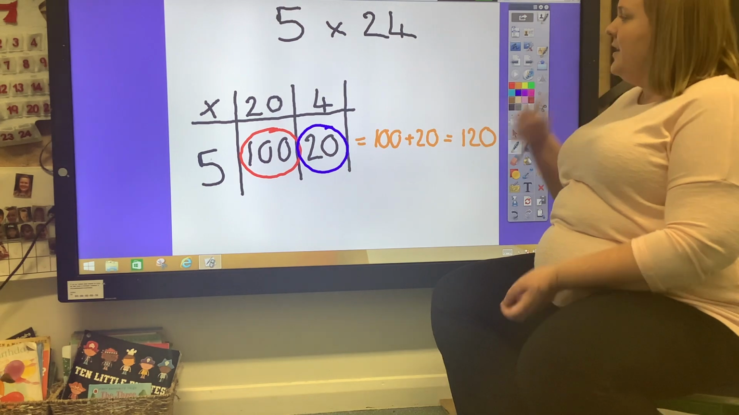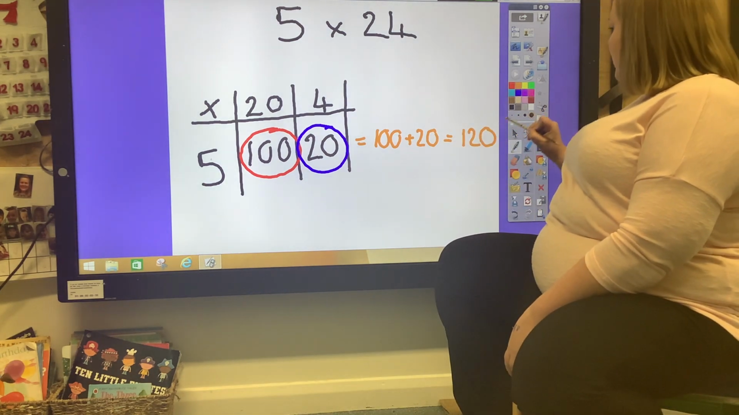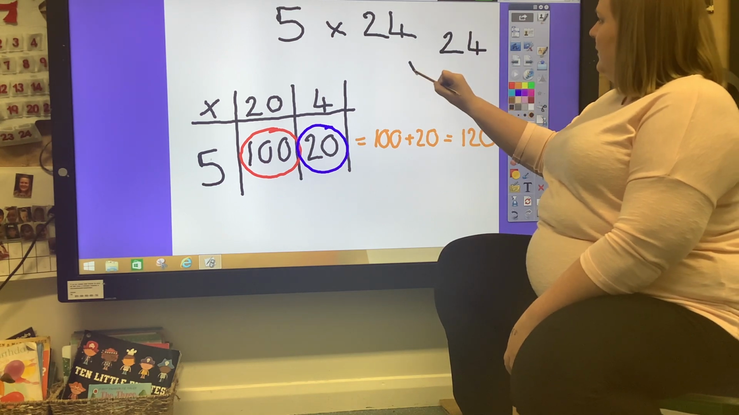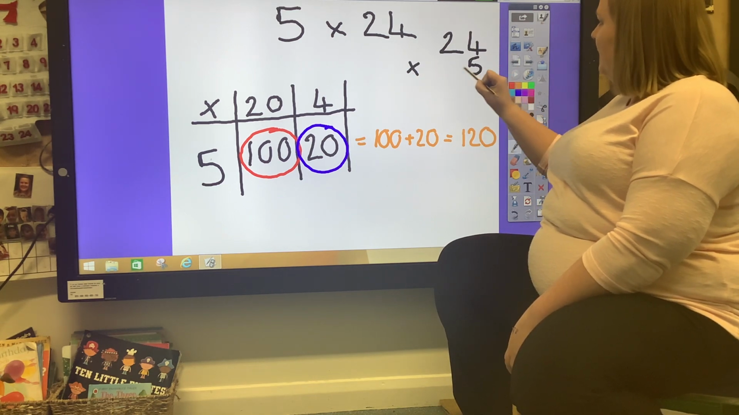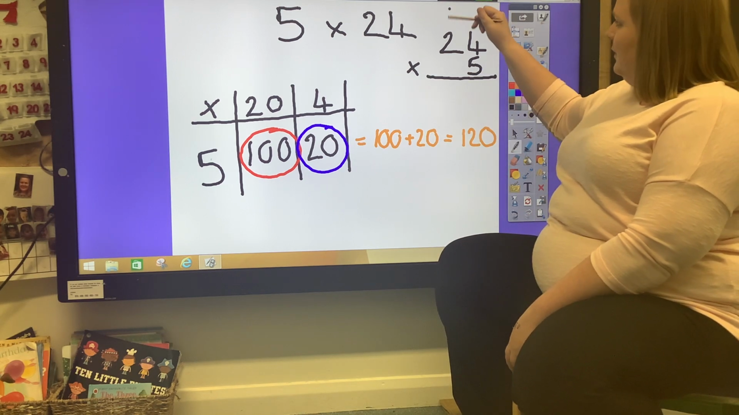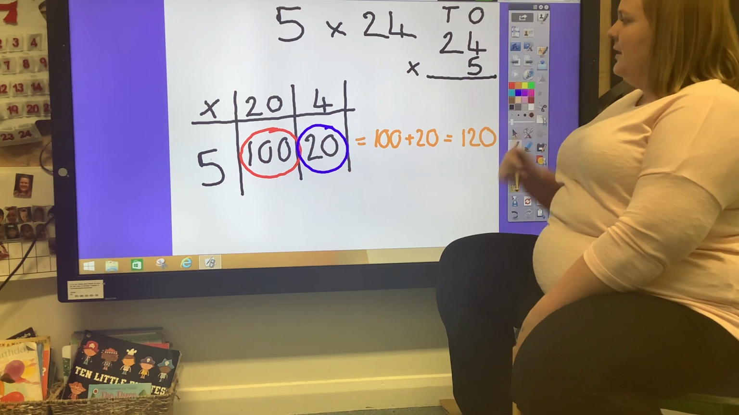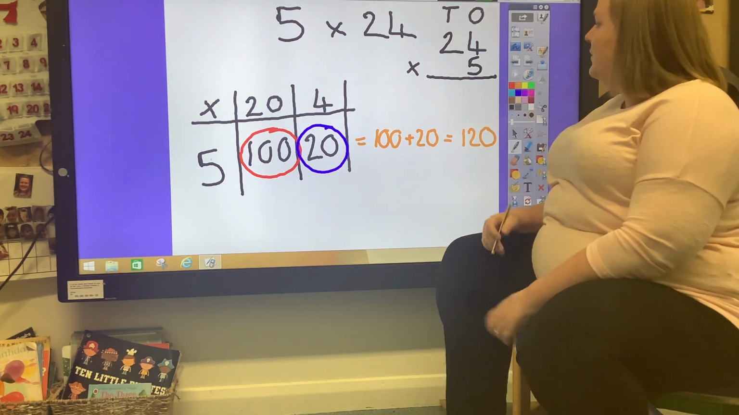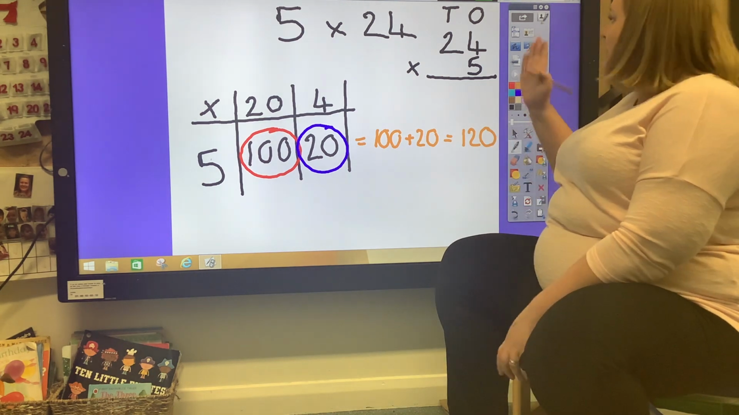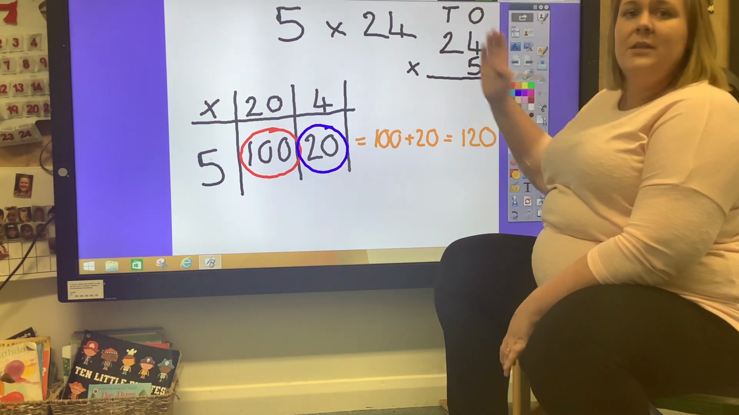So the next method we tend to teach alongside the grid method. If we were looking again at 24 times 5, we'd lay it out like so. So we have our 10s in our 10s column and our 1s in our 1s column, just like we would do for a subtraction or just like we would do for an addition. And similarly, we want to be working with the right-hand side first and moving across to the left-hand side.